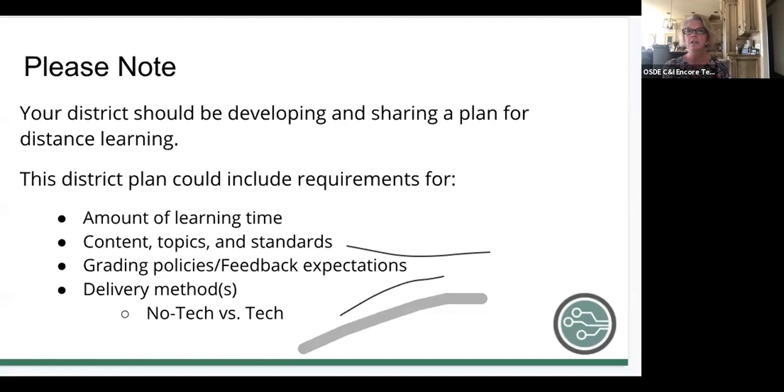Your district learning plan will include anything such as the amount of learning time that is supposed to be covered each day. What are some of the content topics or standards that they would like you to cover at this time period?